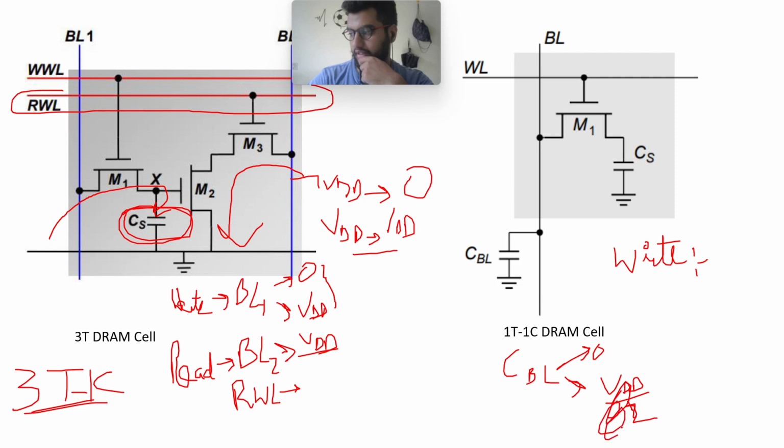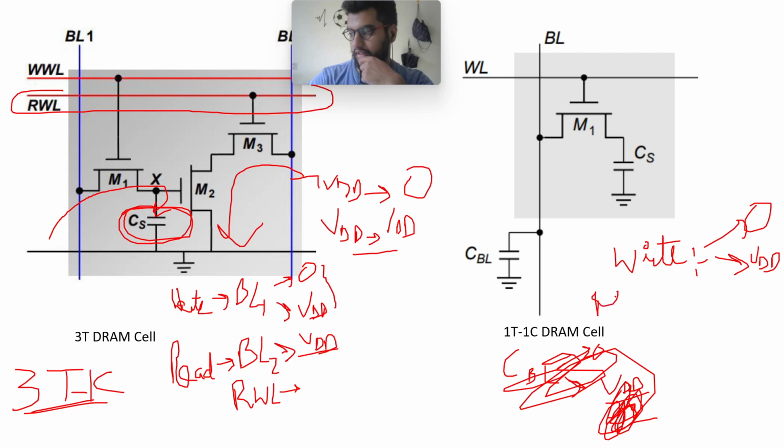Sorry, I was just discussing the read operation. Let's discuss the write first. It is precharged to 0 or VDD. Then the word line is asserted high. Based on the value on CS, a charge distribution will take place, and CS will get either charged to VDD, or it will just be discharged.